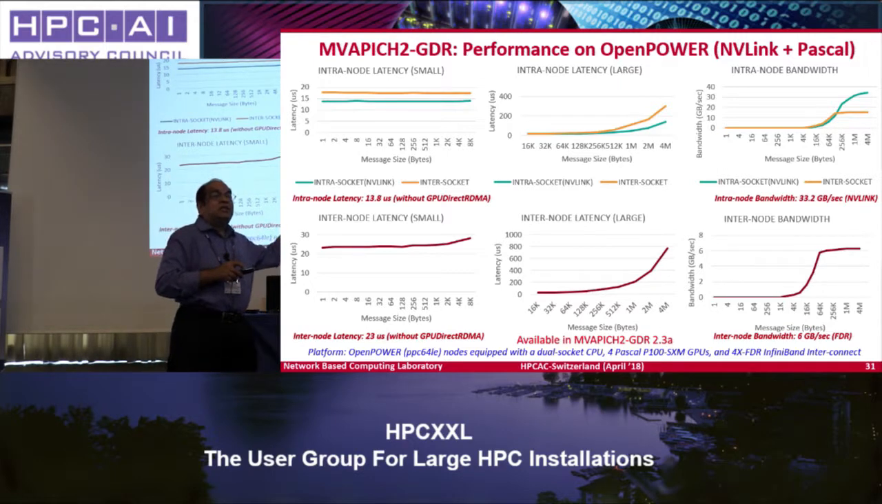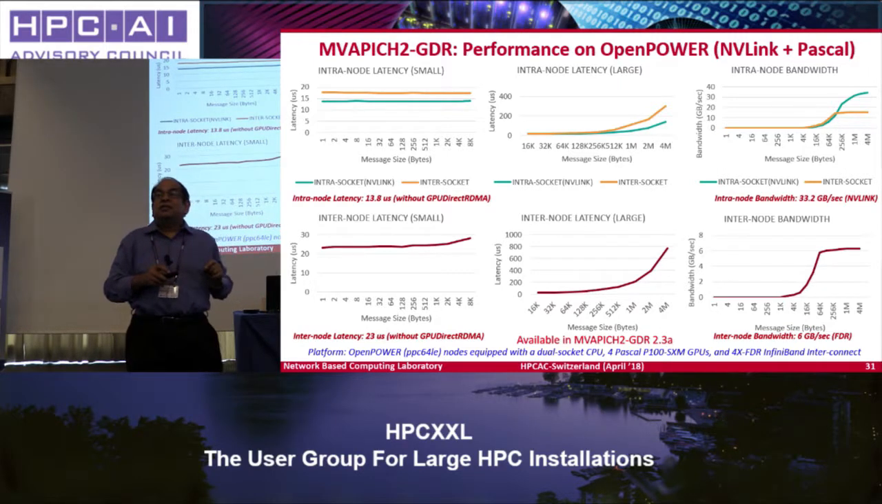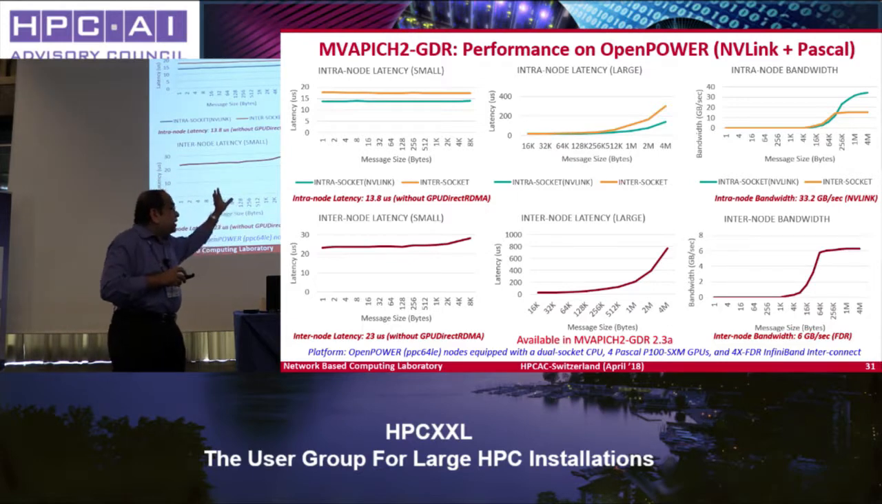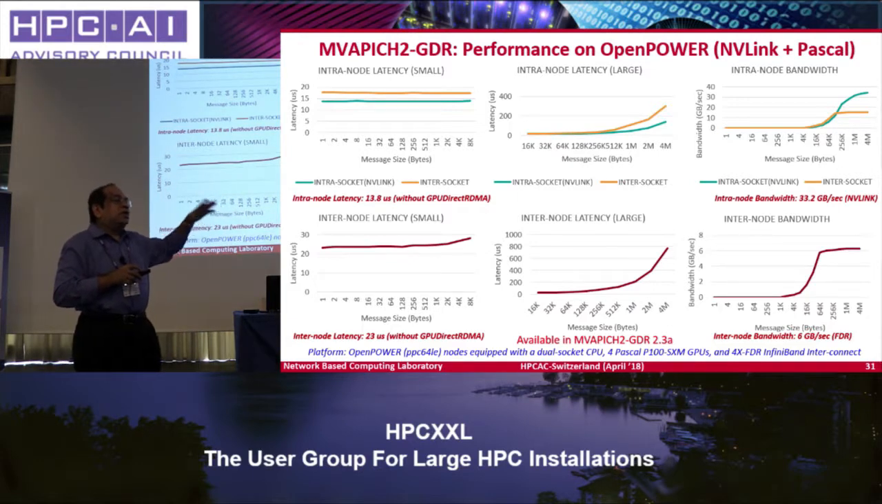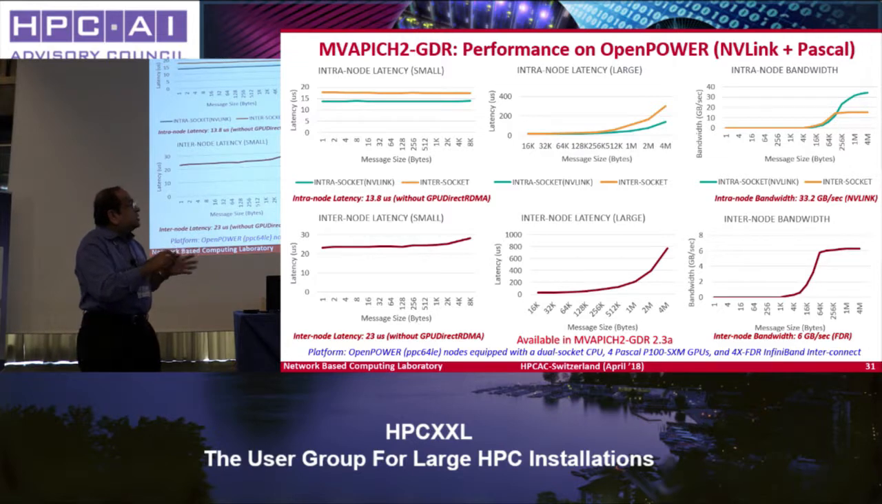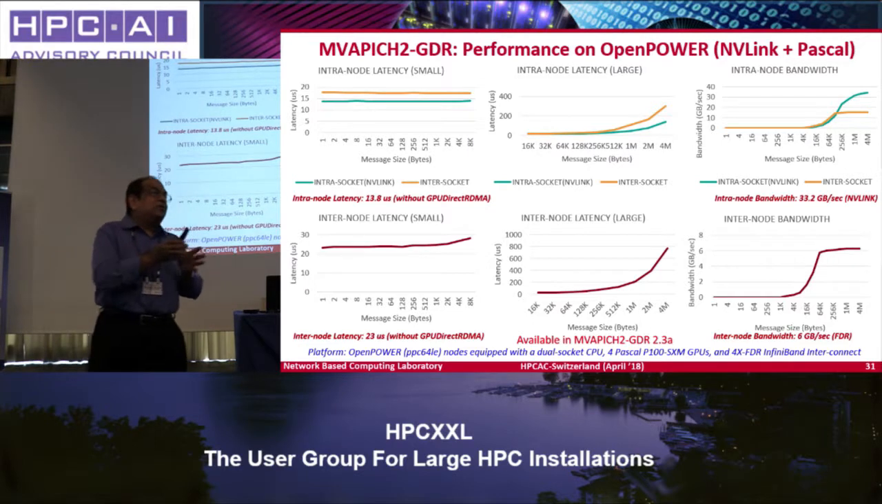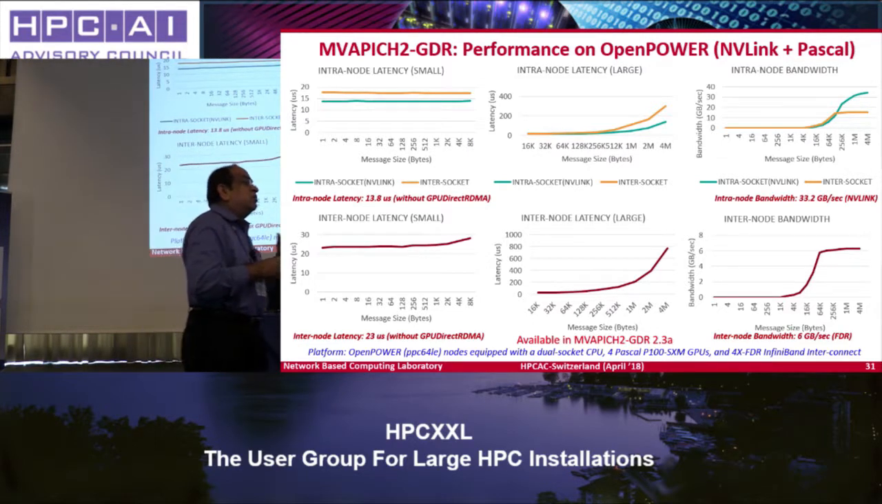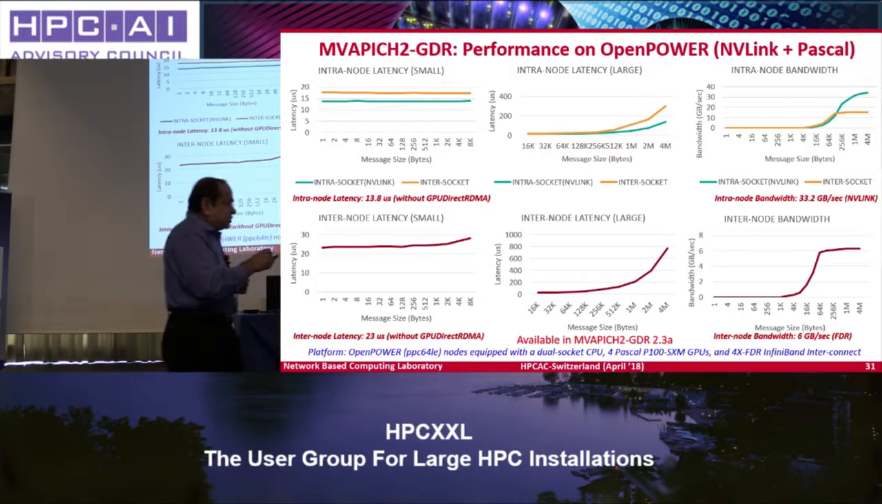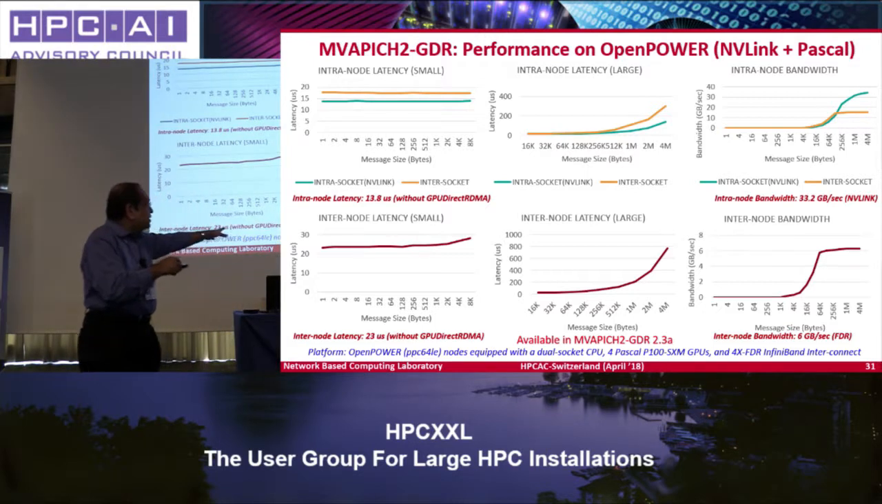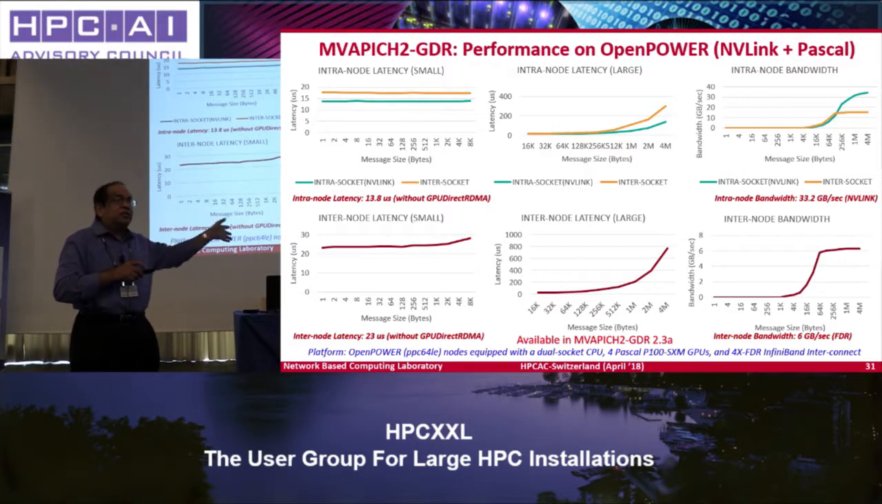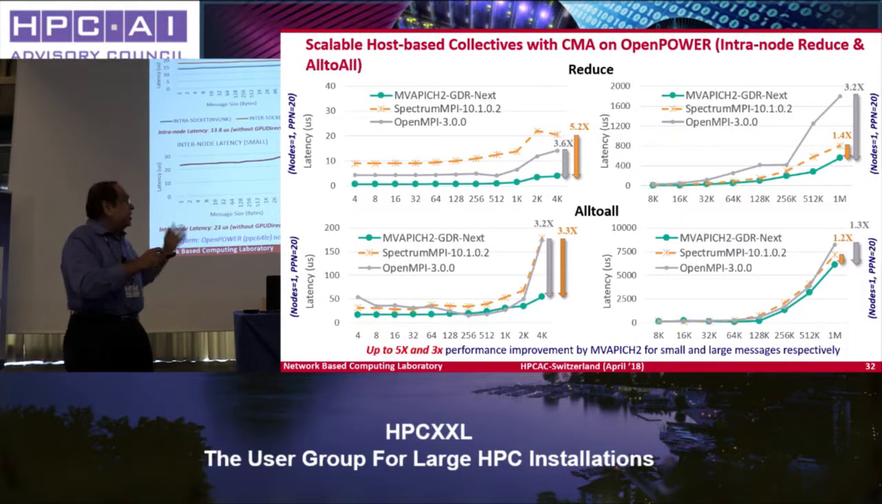This is the new kind of CORAL system, which has NVLink. We heard about NVLink and Pascal. This is on a Power8 system. We are working on Power9, which is the Sierra machine being deployed. Here, intra-node, we are able to give you 33.2 gigabytes per second bandwidth over NVLink. So at the MPI level, we are able to take care of the full NVLink bandwidth. These are all available in the latest MVAPICH2-GDR stack, so you can just download it and get these kinds of numbers.